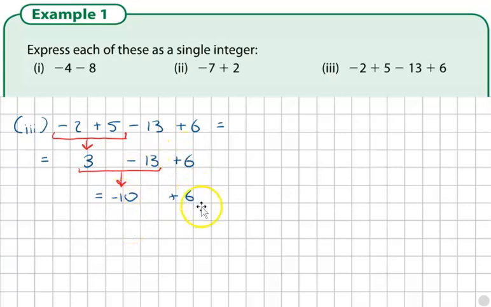And then minus 10 plus 6, again, we have different signs. So different signs, subtract and keep the bigger sign. So 6 from 10 leaves us with 4, and we keep the sign of the 10, which is a minus. So we get minus 4. So check in your calculator if this works. Minus 2 plus 5 minus 13 plus 6 should give you minus 4.